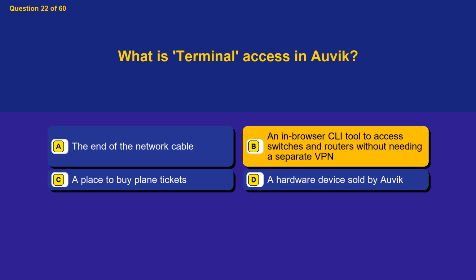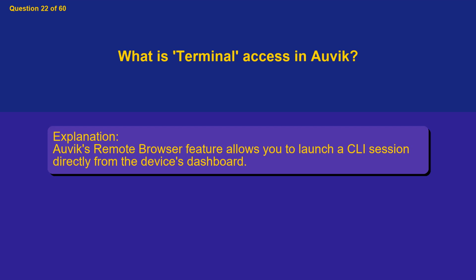The correct answer is option B. An in-browser CLI tool to access switches and routers without needing a separate VPN. Auvik's remote browser feature allows you to launch a CLI session directly from the device's dashboard.